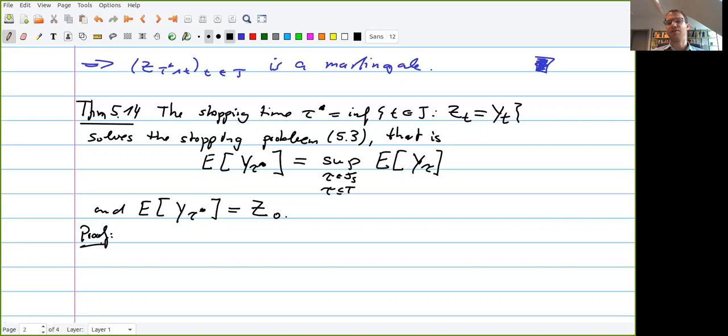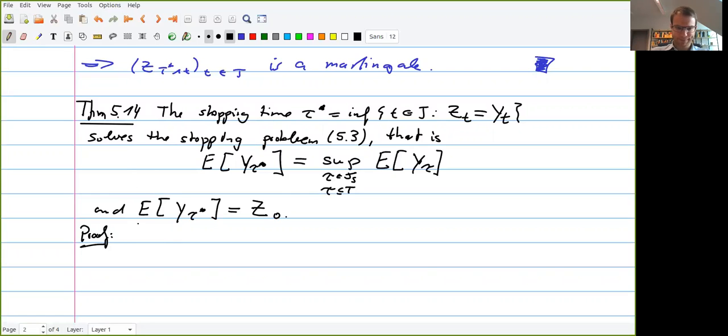And this maximizes your payoff, given here by the conditional expectation of Y stopped at time tau star. If you think about Y as being the payoff of an American option, you keep the American option as long as you are in the regime of a fair game, and the moment it becomes an unfair game for you, where in expectation you start losing, you stop.